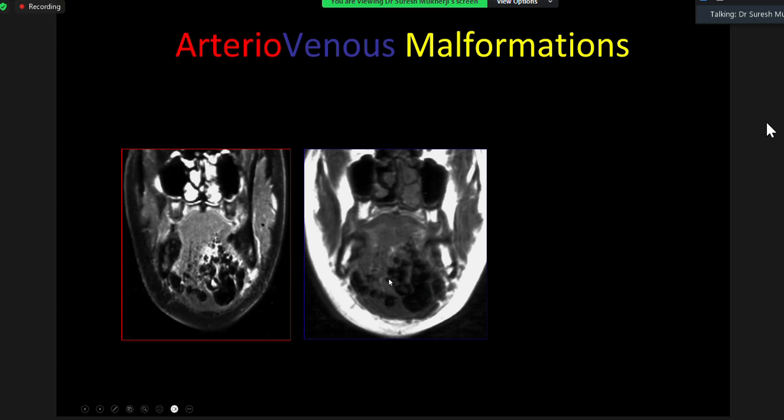Now, one thing that you have to ask yourself is, if you see something like this, how do you know that this is actually an arteriovenous malformation as we see here? And how do you know it's not a vascular tumor?